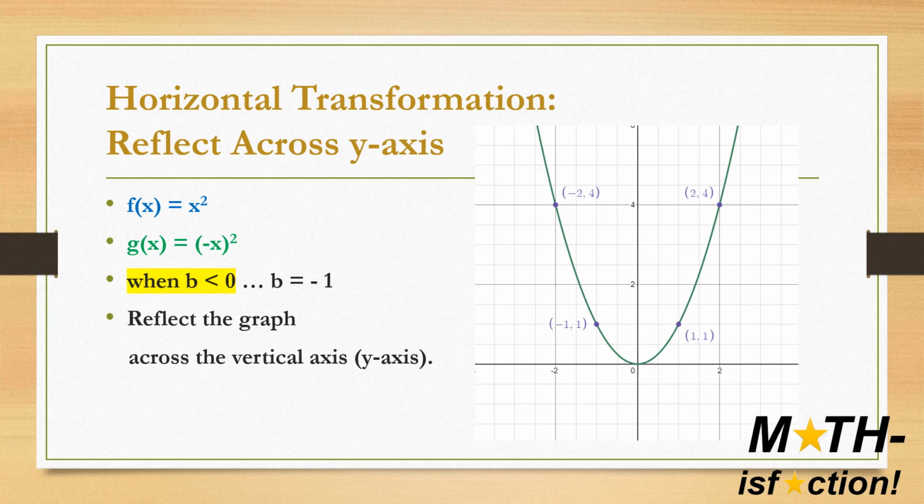Reflections across the y-axis. This results when the input is multiplied by a negative number. So your b is less than 1. And with the symmetry of the parabola, you cannot tell that anything is actually happening. The reflection will map onto the parent function here.